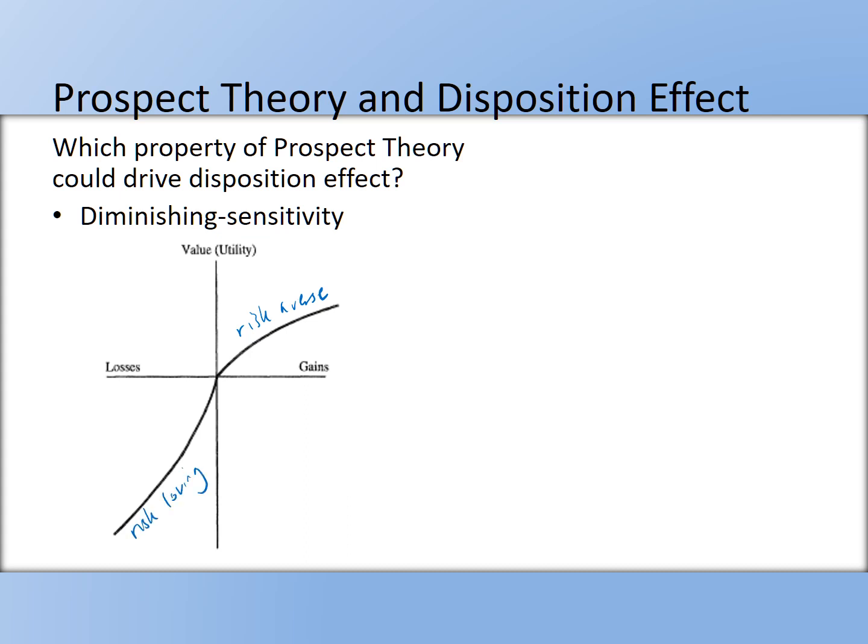And in Terence Odean's paper, that's his explanation. When a stock goes up in value, people become risk averse, so they sell. When the stock loses value, people become risk loving, so they hold on to the losing stock. Right. So that's his feeling. Okay, so that's the theory.